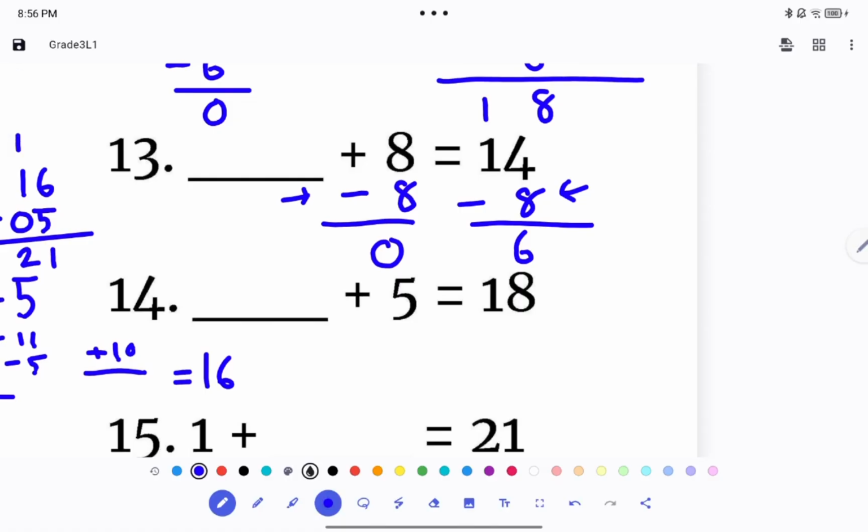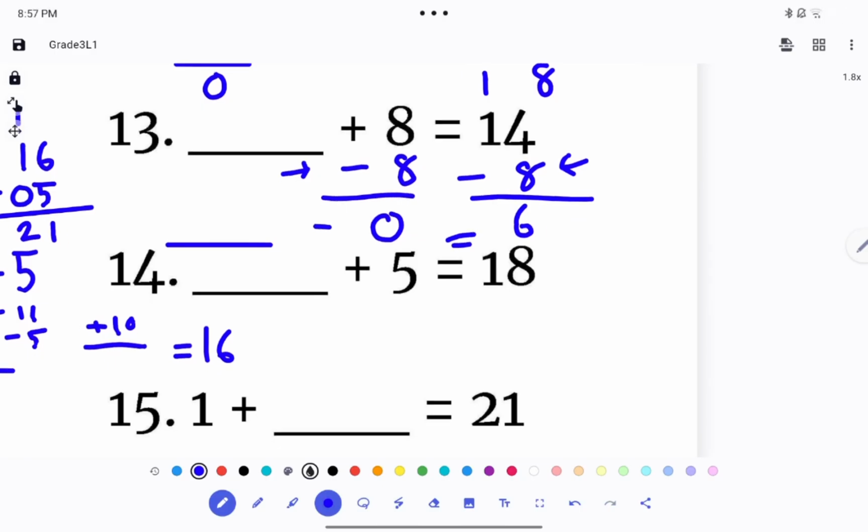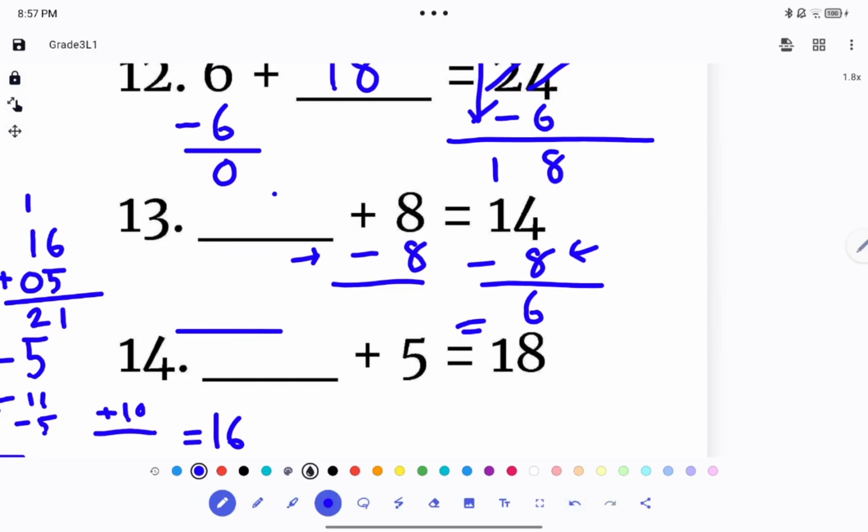And this means that this unknown number that we had plus 0 is equal to 6, but since anything plus 0 is itself, we don't need to worry about that plus 0. So we just find that this unknown number is 6. It's equal to 6. So we get 6 plus 8 is equal to 14.